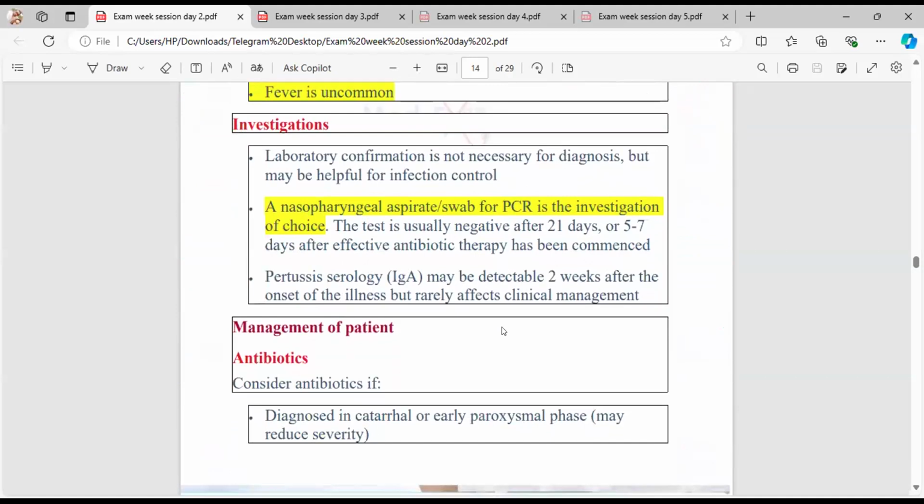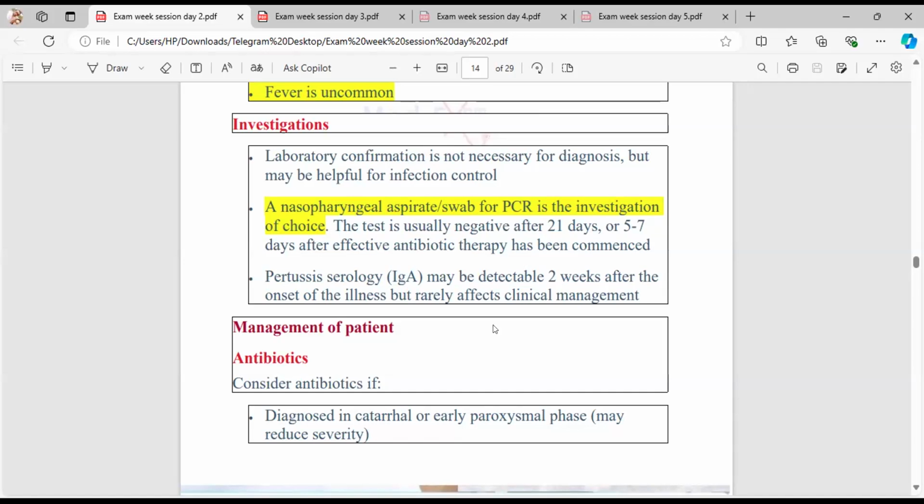This is the thing, sometimes they ask the investigation as well. Laboratory confirmation is not necessary for diagnosis, but may be helpful for infection control. So if they ask what the investigation is, there is no need of a laboratory test, but still sometimes the AMC asks the investigation. Then your answer will be PCR. Nasopharyngeal aspirate or swab for PCR is the investigation of choice for whooping cough, pertussis. The test is usually negative after 21 days, or 5 to 7 days.